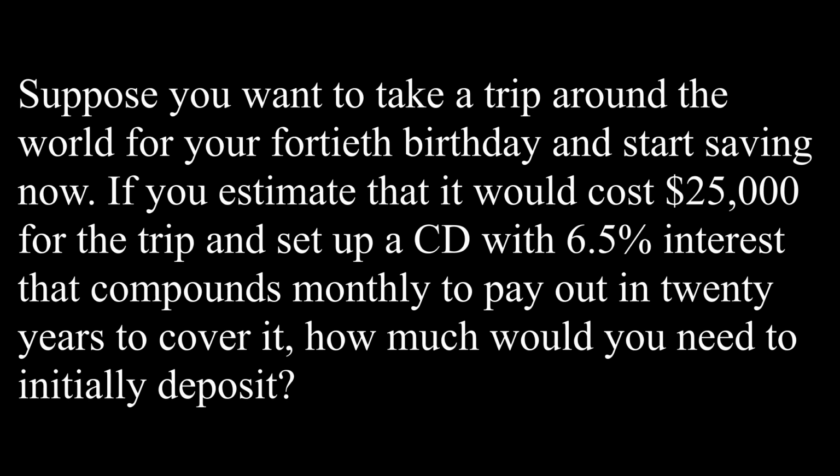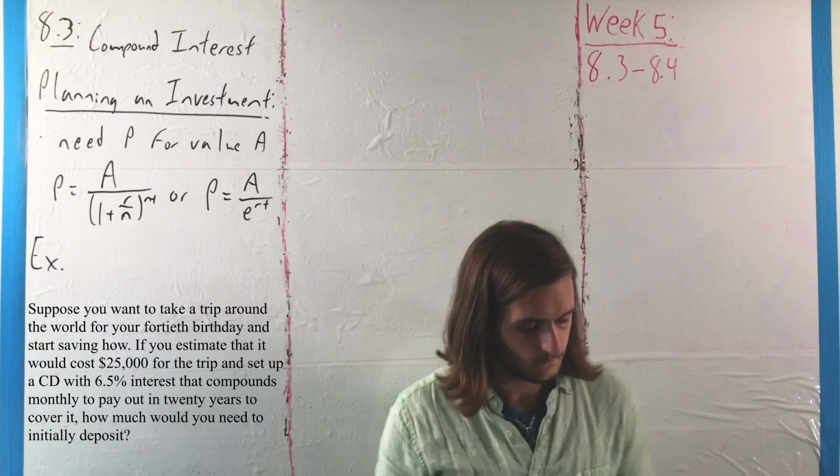Suppose you want to take a trip around the world for your 40th birthday and start saving now. I'm assuming you're 20 for this example, by the way. If you estimate that it would cost $25,000 for the trip and set up a CD, Certificate of Deposit, with 6.5% interest that compounds monthly to pay out in 20 years to cover it, how much would you need to initially deposit for that to work?